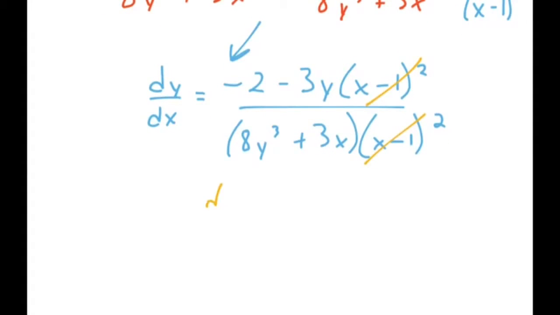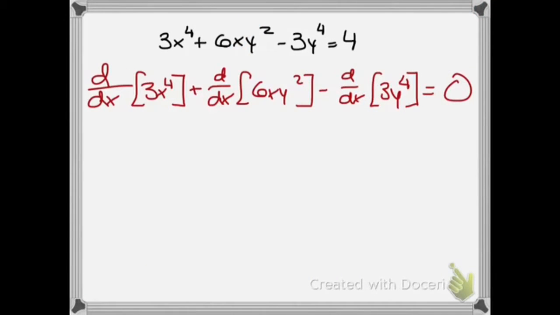So your final answer would be dy over dx equals negative 2 minus 3y over 8y to the third plus 3x. And then I put minus.